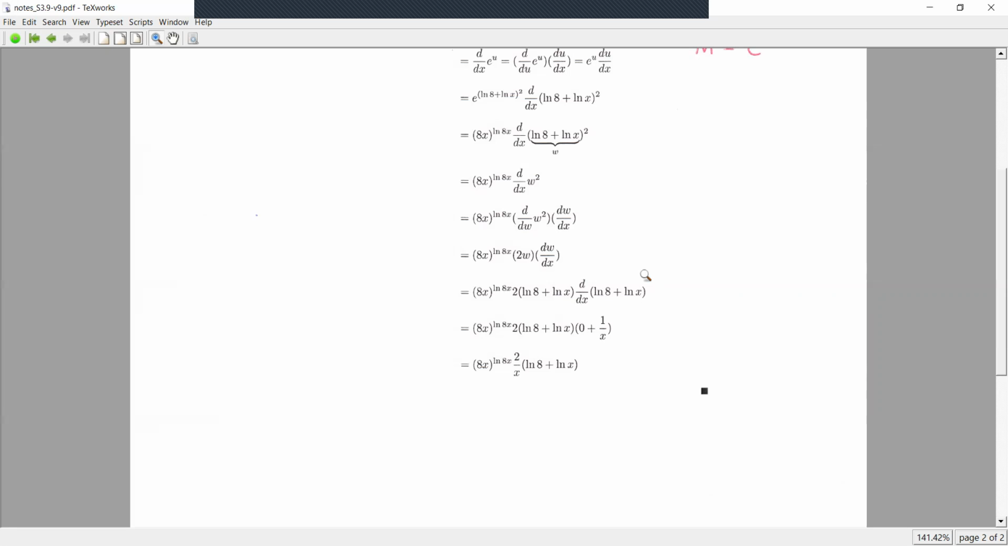To compute this derivative, I apply the summation rule. Natural log of a is a constant. Derivative is 0. Natural log of x, derivative is 1 over x. Then I have this equation. Now, simplify this expression a little bit. Then this is the answer to this example.